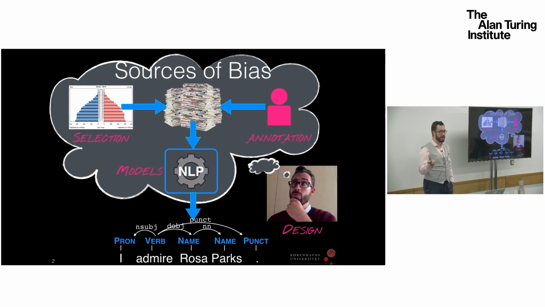So what I want to do today is give a very brief overview of where I think all these biases come from, and then go through these four different ones: selection, annotation, models, and design bias, and talk briefly about, in more depth, what it is, and show some solution as to how we can address it.